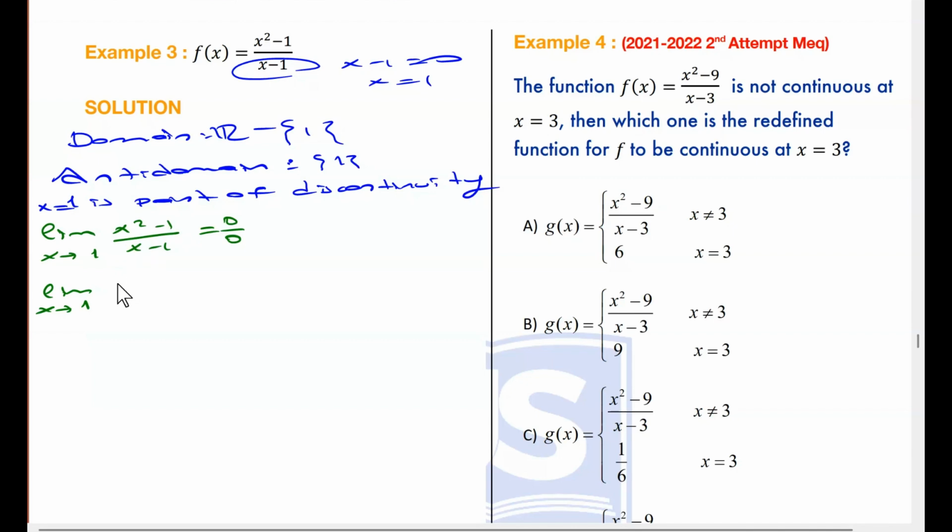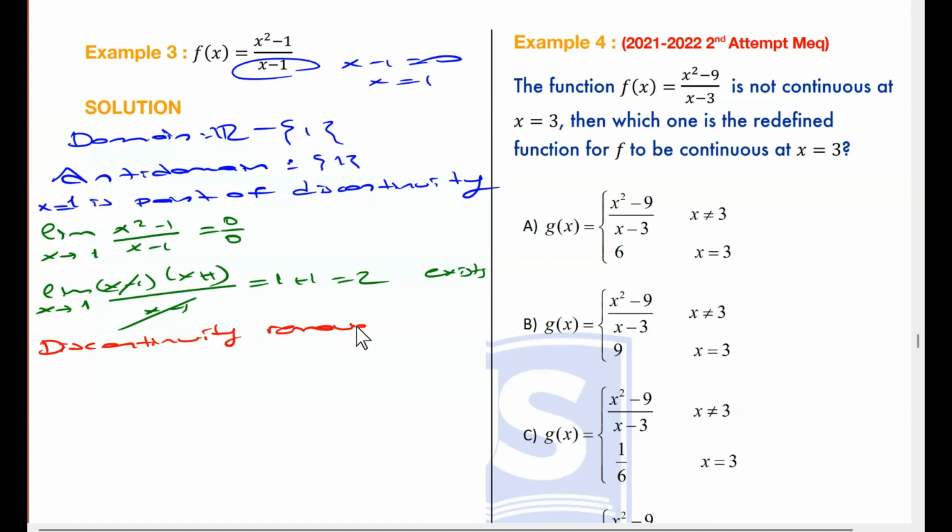So x squared minus 1 can be rewritten as x minus 1 times x plus 1, divided by x minus 1. The x minus 1's will go. You'll have x plus 1 only. When you substitute 1 back, it's going to be 1 plus 1, which is 2. So we have a limit. The limit exists. So since the limit exists, we can say the discontinuity is removable. So we can remove this discontinuity.